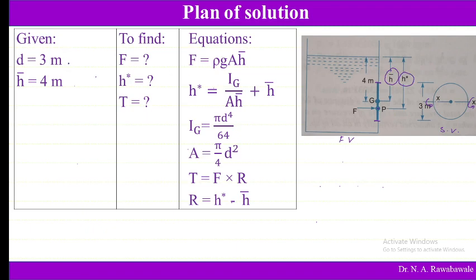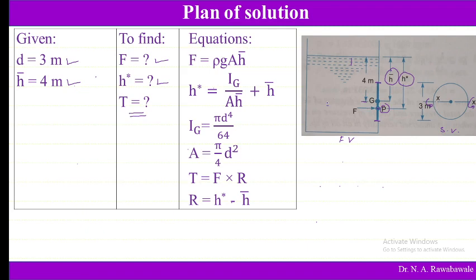So now what is given in the problem is diameter of disc is 3 meter and center of gravity of this disc. So from this point G, distance of free surface is h bar, which is 4 meter, is given. Then he is asking us to find out total pressure or force, how much of total pressure is acting on this circular disc, and where is the center of pressure, that is h star, distance of P from free surface of liquid, and then torque to maintain this plate in vertical position.